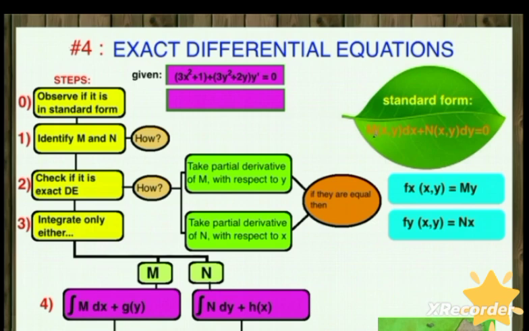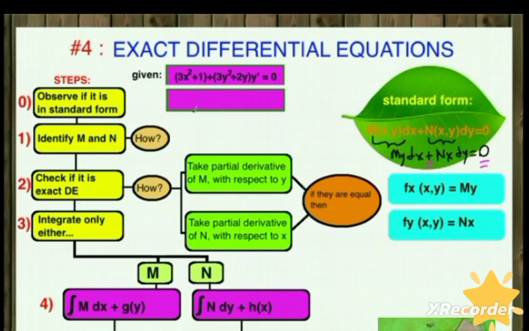Our standard form is we have M dx, you can call this part M of x, y or M. And this part of the equation you can call N of x, y or N. We have dy here equals 0. Here, the plus sign and the 0 are a must. So this is how our standard form is. Let's see this example and study the steps.